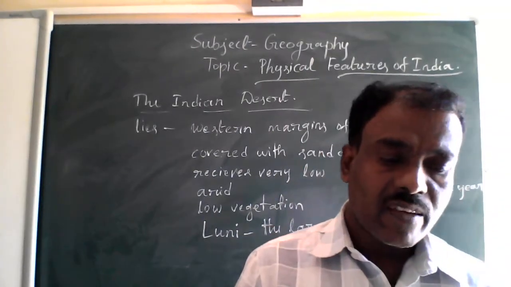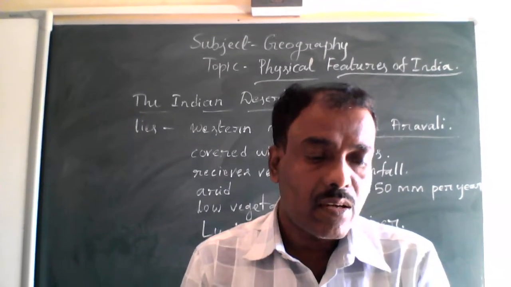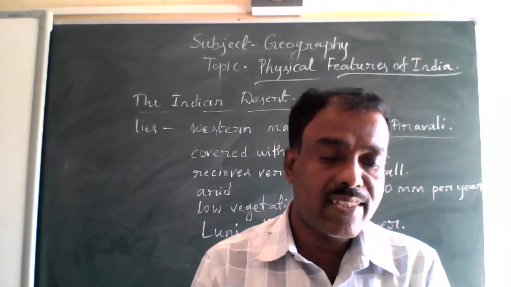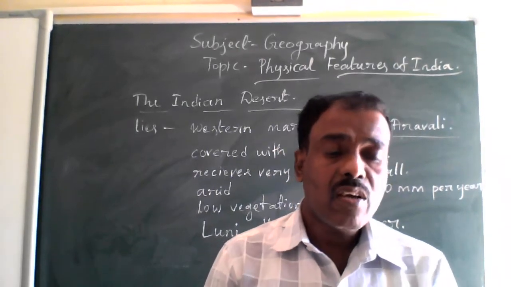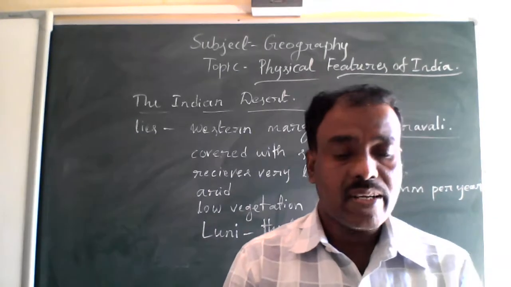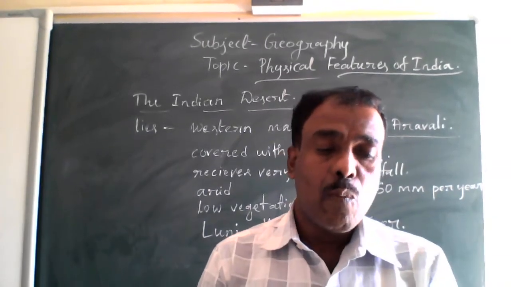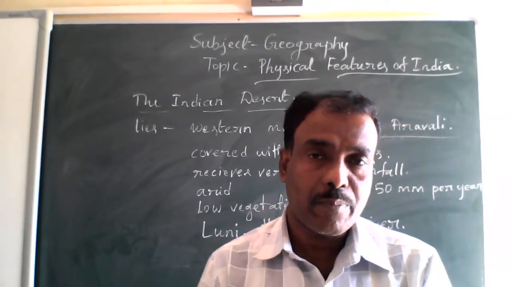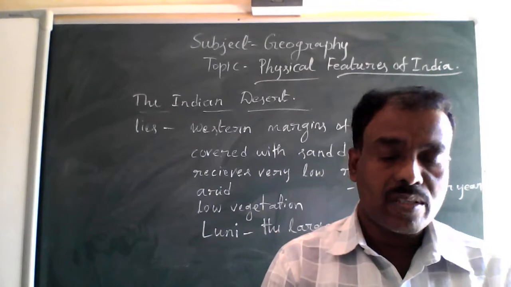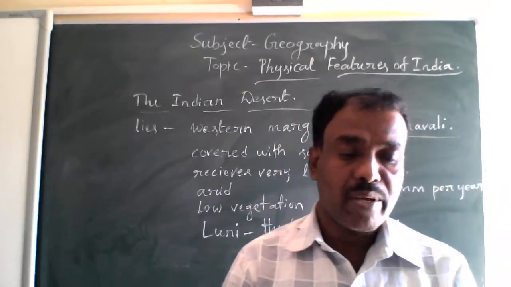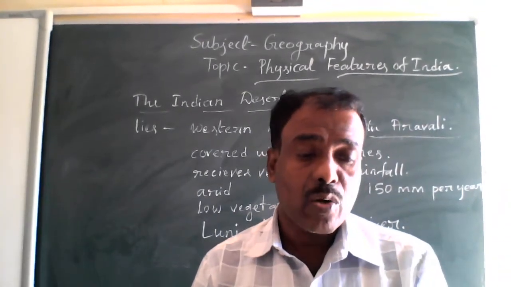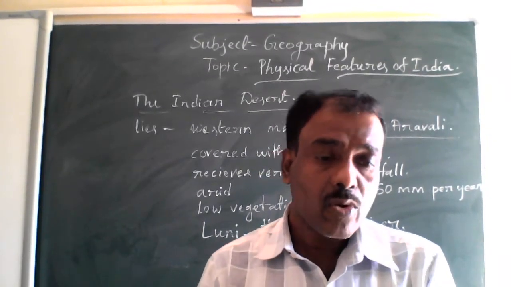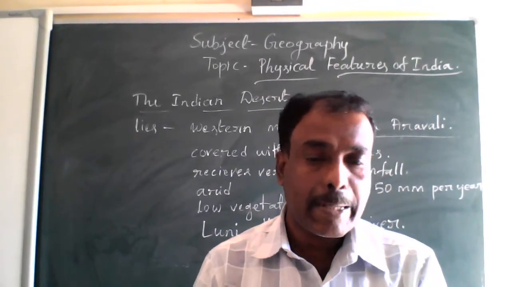Here we can see barchans, that means crescent shaped dunes that cover larger areas, but longitudinal dunes become more prominent near the Indo-Pakistan boundary. Suppose if you visit Jaisalmer, you may see a group of barchans, that is crescent shaped dunes. So it is about the Indian desert.